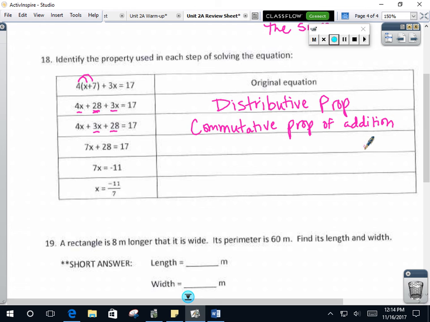Okay, and not that you have to do that, but why does it look like she did that? To get the 4x and the 3x side by side, because she's about to do what to them? Combine like terms. But do you really have to put them side by side to combine them? No.